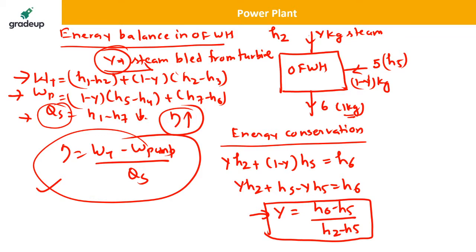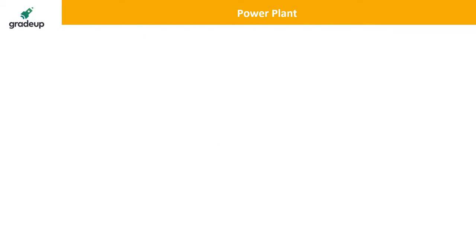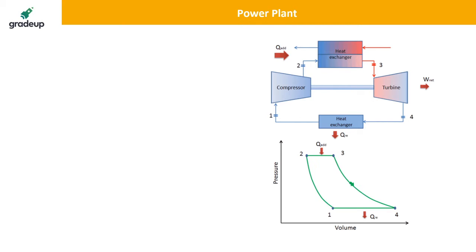Clear everyone? This is the Rankine cycle. So we have completed the revision of the Rankine cycle in 22 or 24 minutes. Let's move on to the Brayton cycle quickly. So the Brayton cycle is the working cycle of the gas turbine power plant.